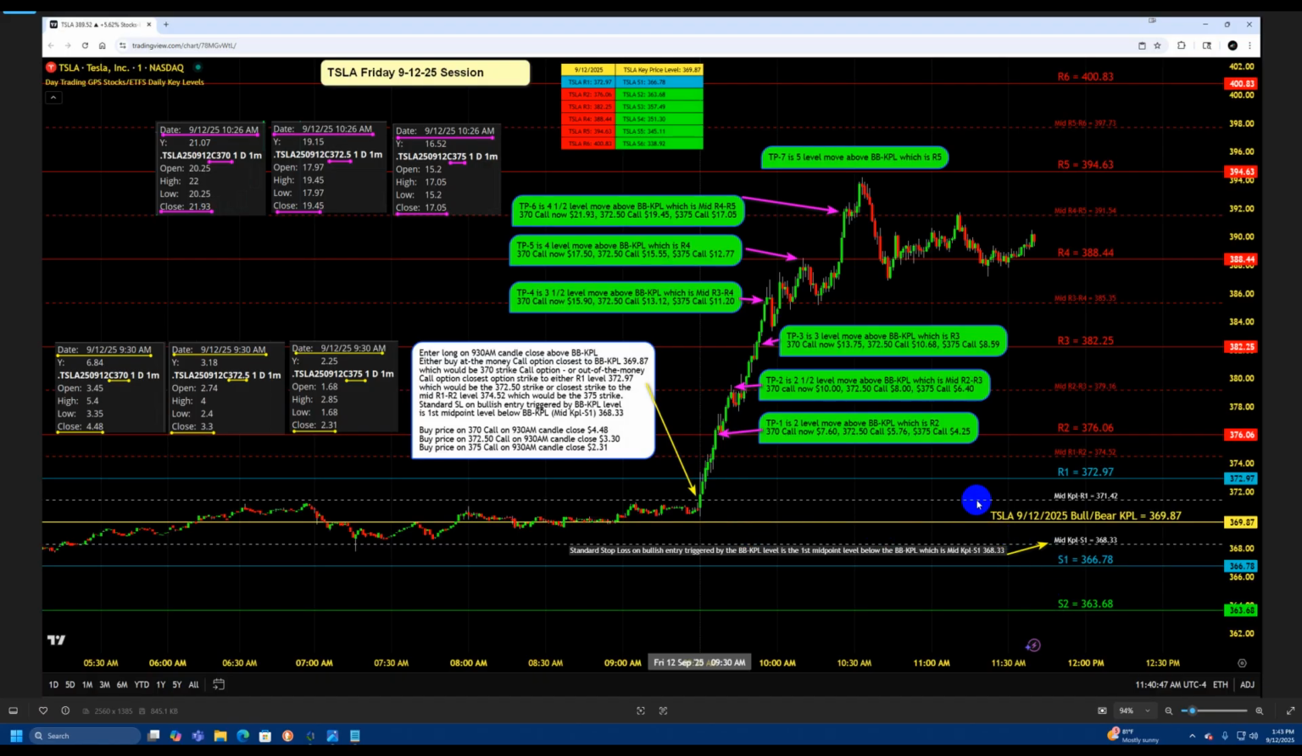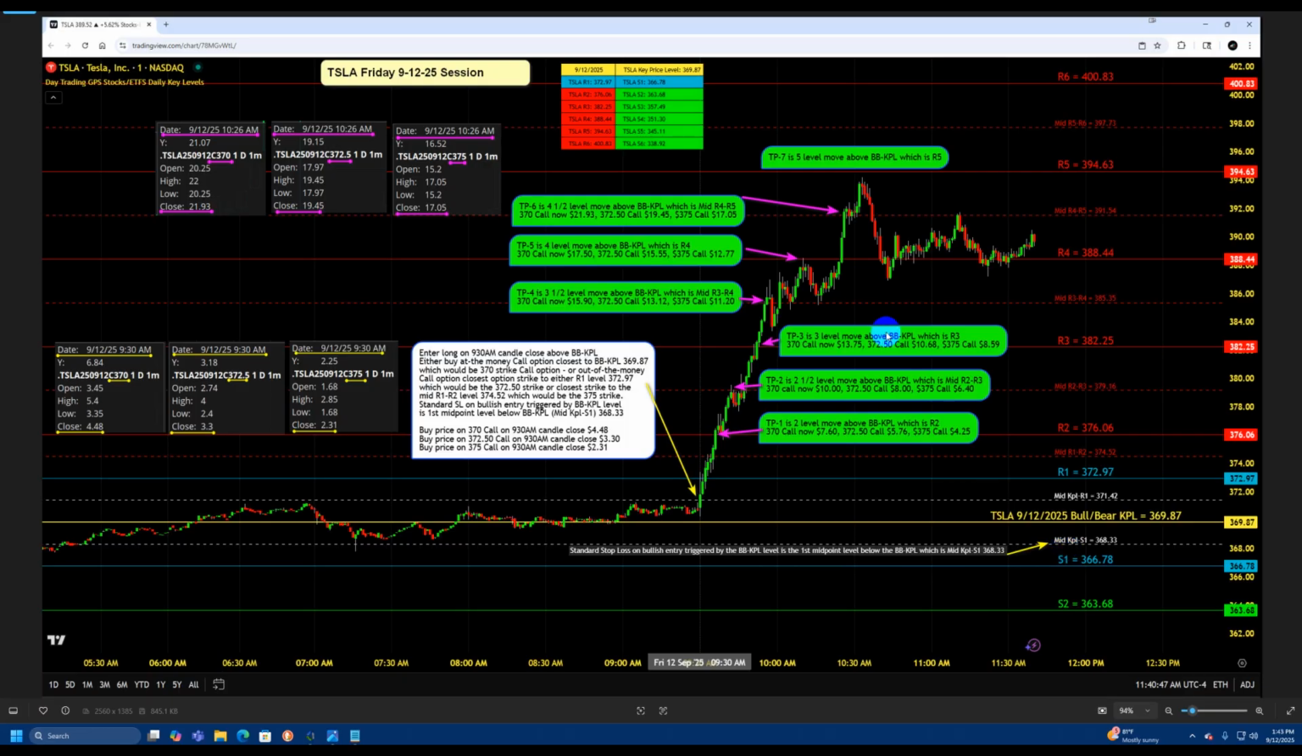Again, on a bearish entry from this level, this is your standard stop loss here, the mid KPL R1. On bullish entries triggered from the BBKPL, your standard stop loss is the first midpoint level below, which is this level here.